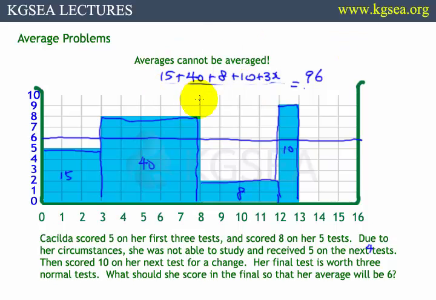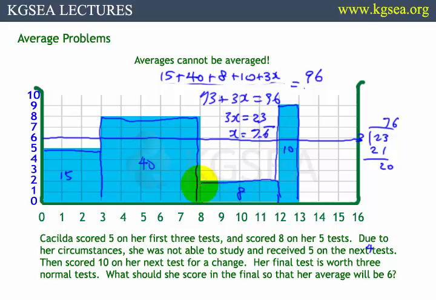Okay, let's add them. What do we get? 50, 65, 73. So 3x is equal to 23. X equals 23 over 3, which is 7.666 repeating. That is her score. So that's how you do this type of problem.